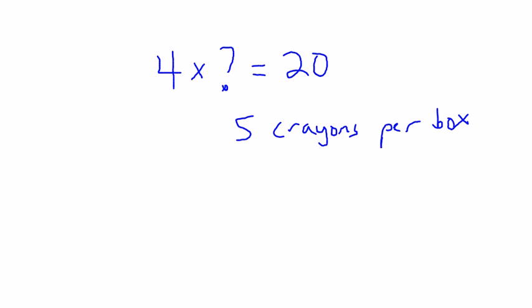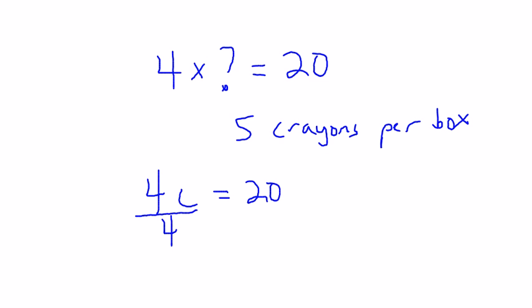Now, what if I were to set it up as an algebraic equation? 4 times c equals 20, where c represents the number of crayons per box. Once again, just like with addition and subtraction, we are going to use inverse operations to solve equations that involve multiplication and division. Well, in this equation, 4 times c equals 20, we are multiplying 4 and c. The inverse operation of multiplication is division. So to undo multiplication of 4, we will divide by 4 on each side.